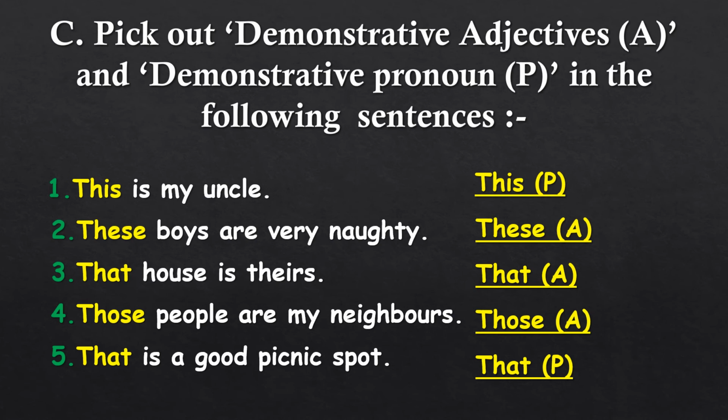Children, always keep in your mind, this and these are used for things which are near to the speaker. That and those are used for things which are farther away from the speaker. We use this and that for singular nouns and these and those for plural.